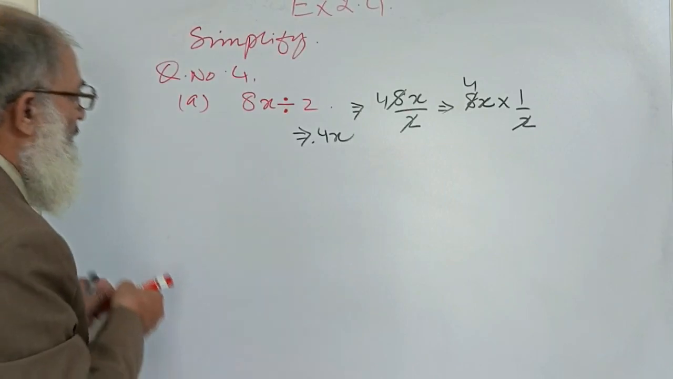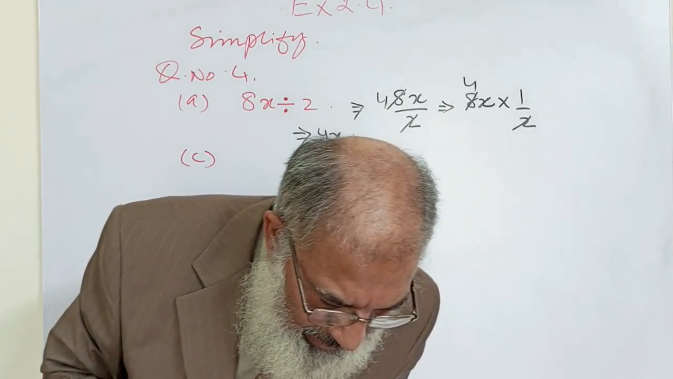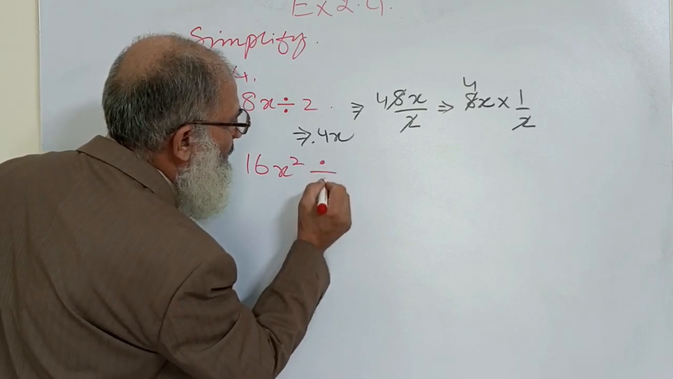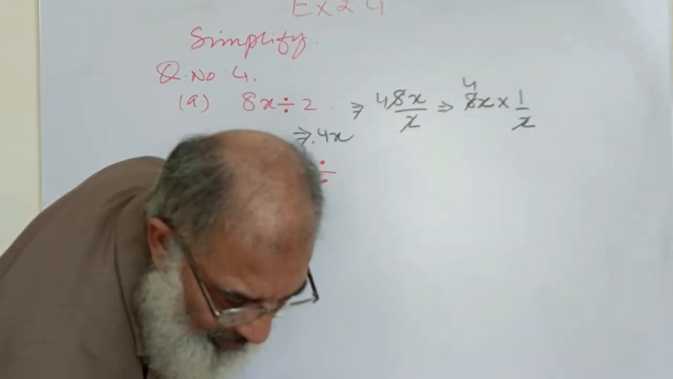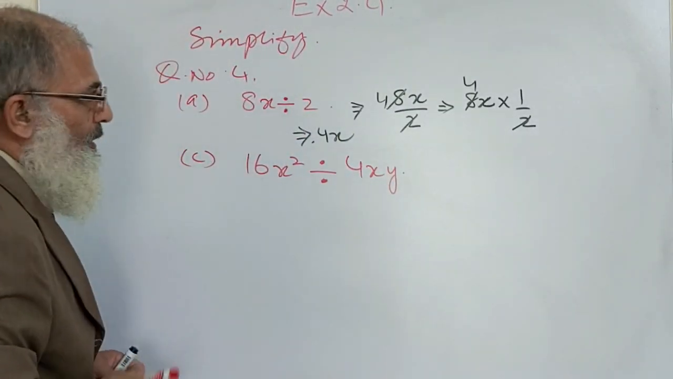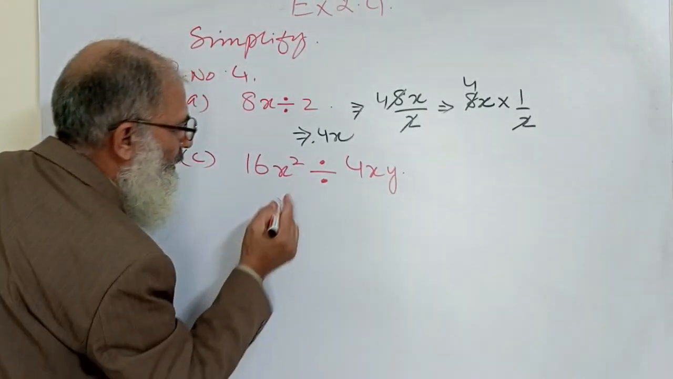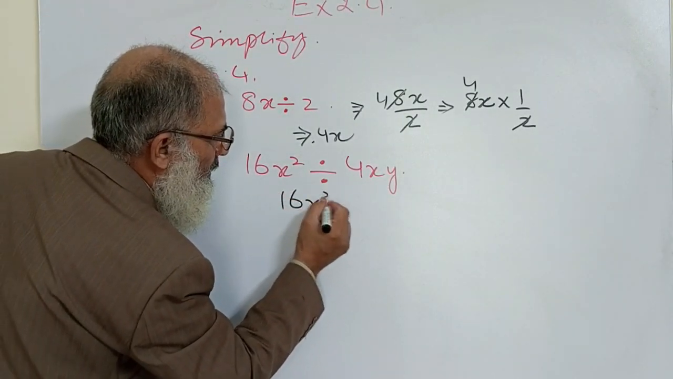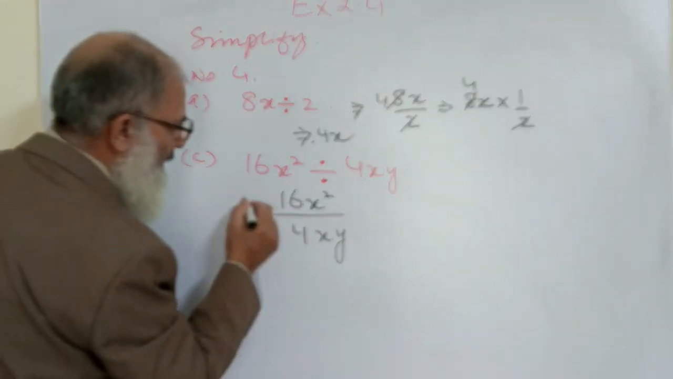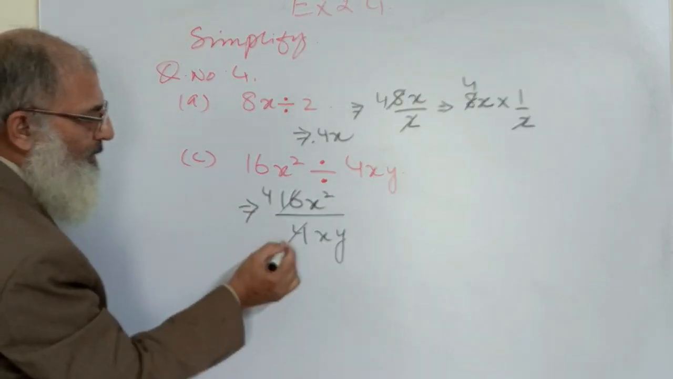It was very simple. Let me try some more difficult examples now. I am doing part C: 16x square y divided by 4xy. Write it in this manner or in this manner, this is up to you. You see that 4 is cancelling: 4 times 4 is 16, and here it becomes 1.